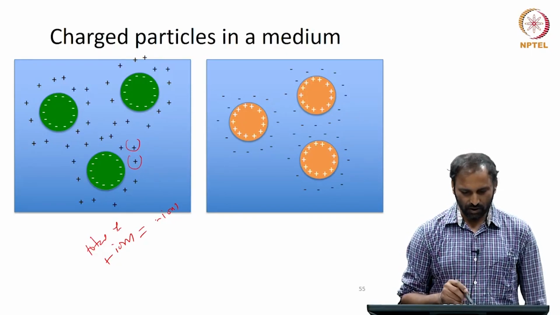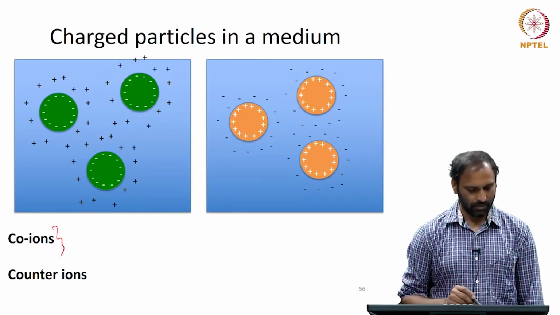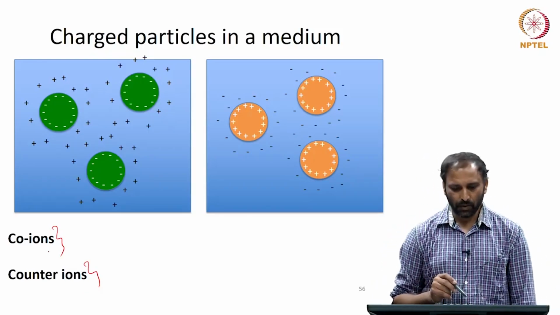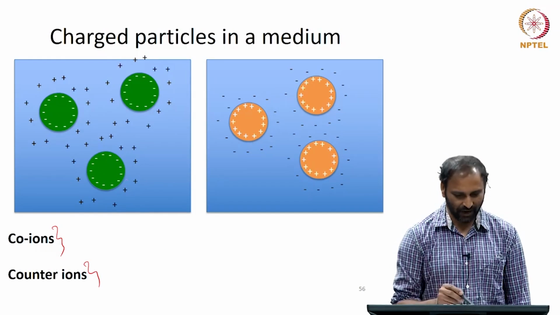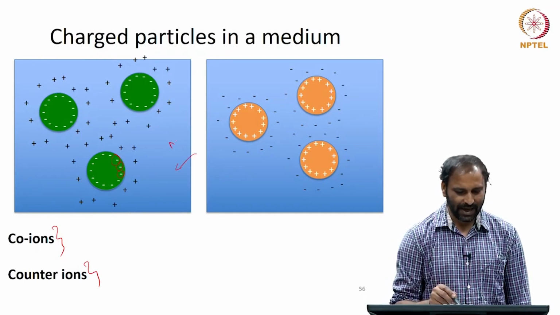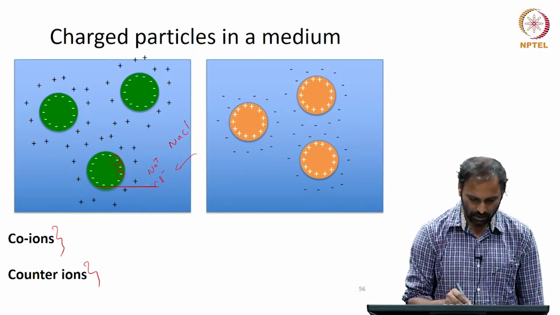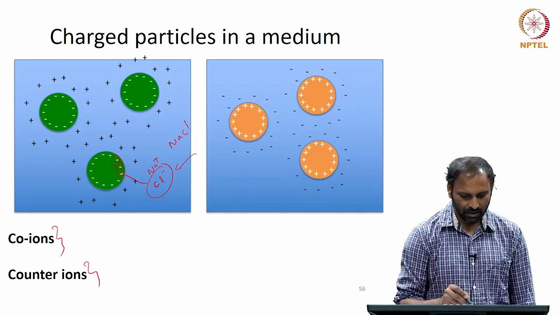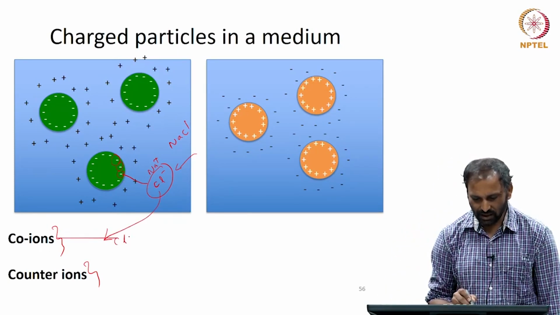Okay. People talk about two terms which you should remember: a co-ion and a counter ion. Co-ions are the ions which have the same polarity as the charges on the particle surface. In this case I have a particle which is negatively charged. If I put NaCl into the system, I am going to have Na plus and Cl minus. Cl minus has the same polarity as the charges on the particle surface. Therefore, in this example the co-ion is going to be Cl minus.